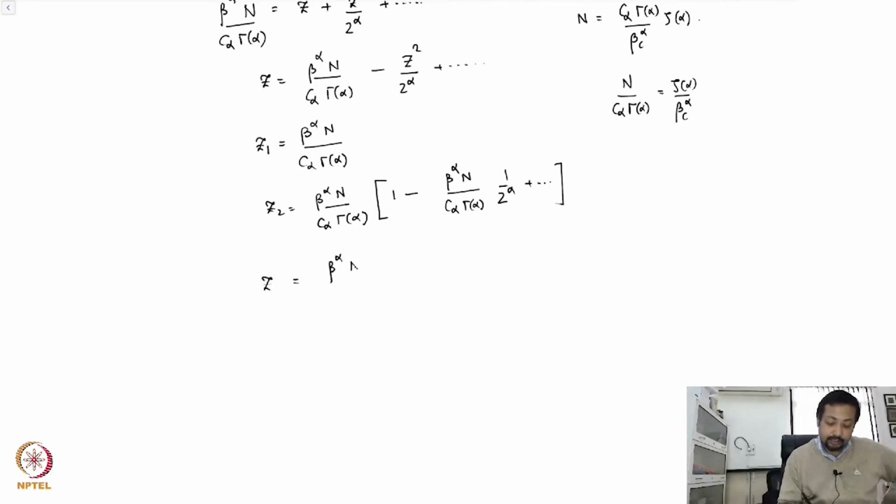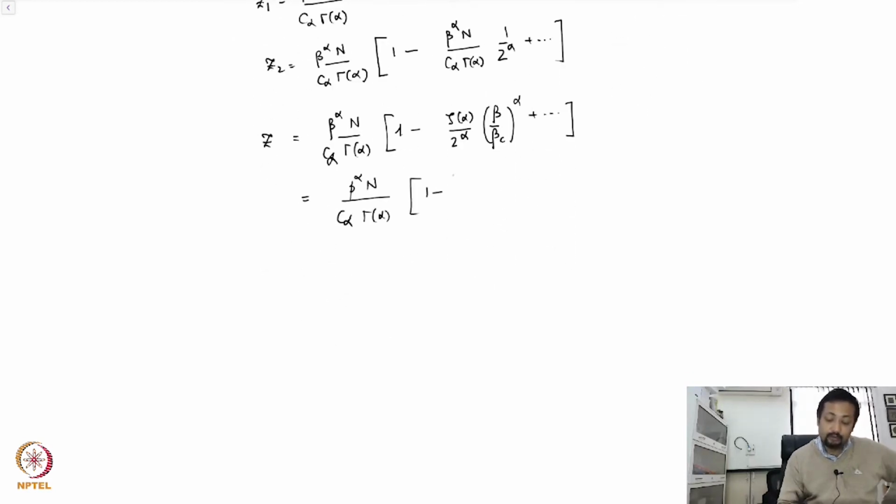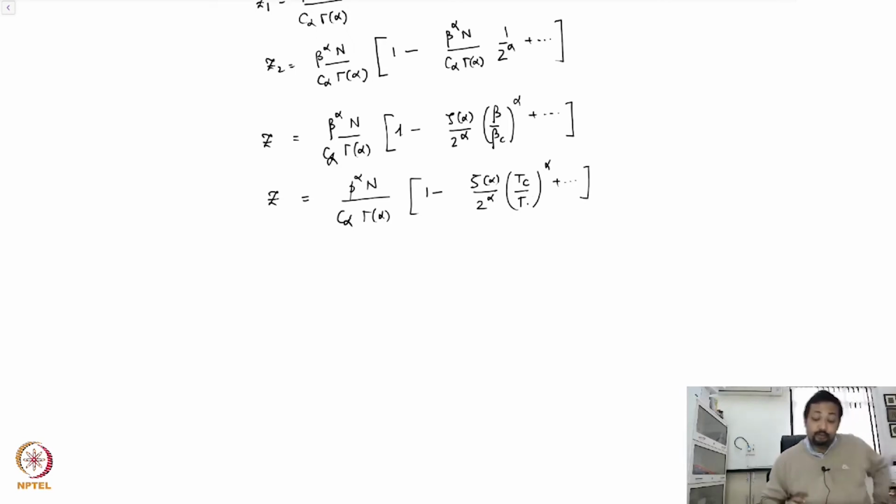So I will just write down this: C alpha gamma alpha times 1 minus zeta alpha divided by 2 to the alpha, beta over beta c raised to the power alpha, plus higher order terms, which gives me beta to the power alpha n divided by C alpha times gamma of alpha, 1 minus zeta alpha over 2 to the power alpha, Tc over T raised to the power alpha, plus higher order terms. So please note that you have T in the denominator, and again you might have the desire to put T to 0 here and claim that this goes to infinity, but we are in the high temperature limit, so actually you cannot take the limit of T to 0, but rather you should take the limit of T to infinity, in which case of course we recover the first result.